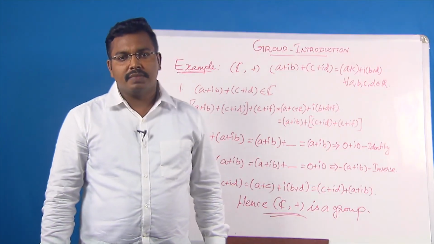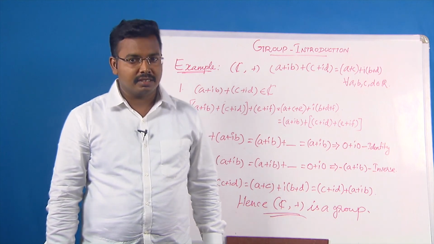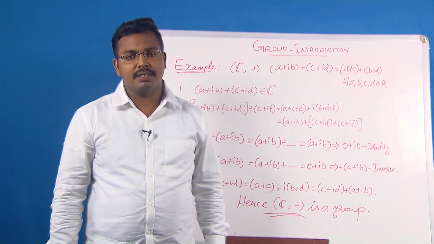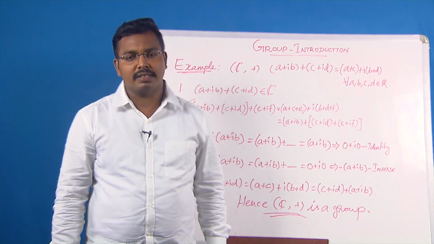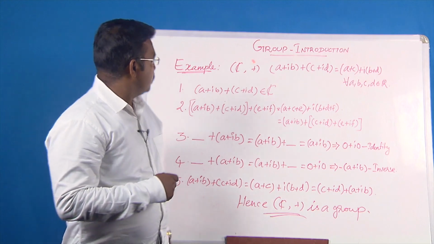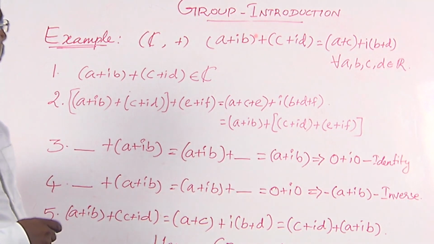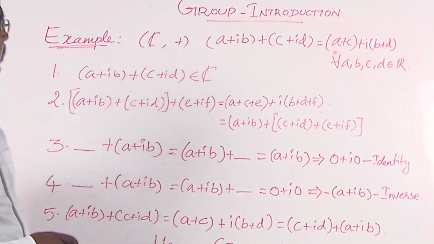Next example, we consider the set of all complex numbers with the operation complex addition. The set of all complex numbers is denoted by C, which is the set of all x plus iy such that x, y belong to R, the real numbers. Now we consider the set C together with complex addition, which is defined by a plus ib plus c plus id equals a plus c plus i times b plus d. So, this is again a complex number. Therefore, the first property, closure, is very clear from the definition of addition.